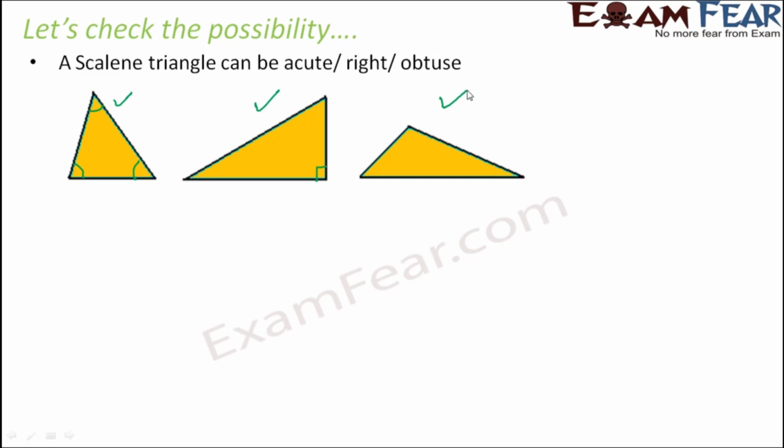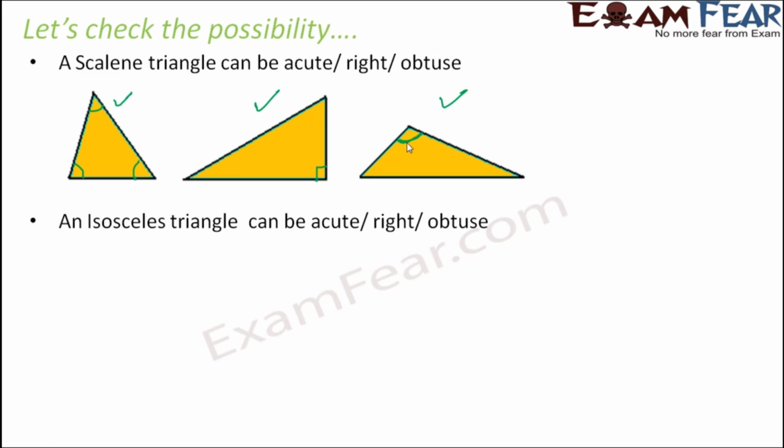And this is a scalene obtuse triangle because out of the three angles, one angle is more than 90 degrees. So therefore, a scalene triangle can be an acute scalene triangle, it can be a right angled scalene triangle, it can be an obtuse-angled scalene triangle. Now when it comes to an isosceles triangle, this can also be acute, right, or obtuse.